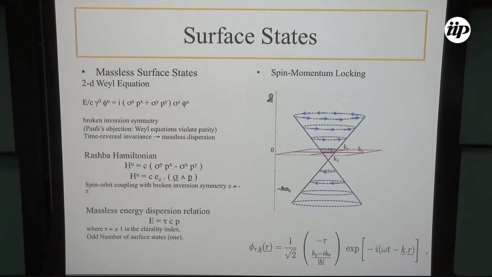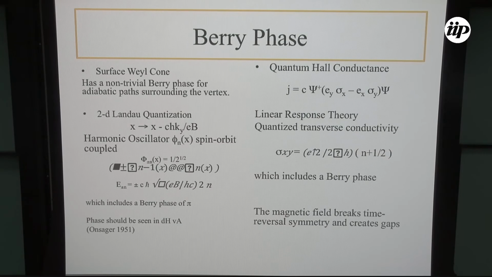And the solution for that is essentially just a cone, a Weyl cone. It's a Weyl cone because you only have one spin state. Dirac cones would have spin up and spin down, but here you have spin-momentum locking. If you look at kx and ky, you see that the direction of the spin has to be perpendicular. You can see it from here, sigma cross p, that's the Hamiltonian. And so you can easily see spin-momentum locking for this system.